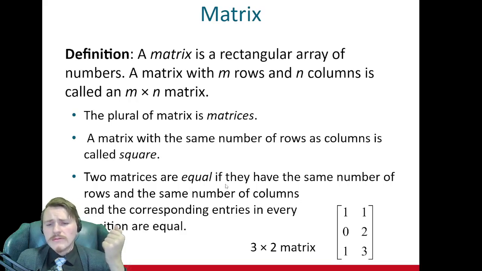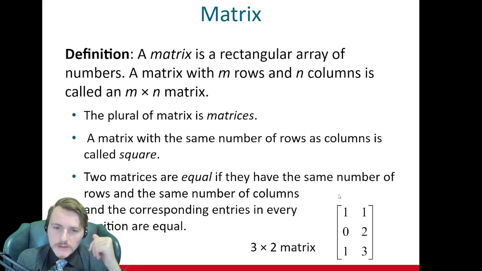And how they talk about equality here? Two matrices are equal if they're the same thing, right? They have to have the same number of rows, same number of columns, and same elements in every row and every column. Pretty straightforward.